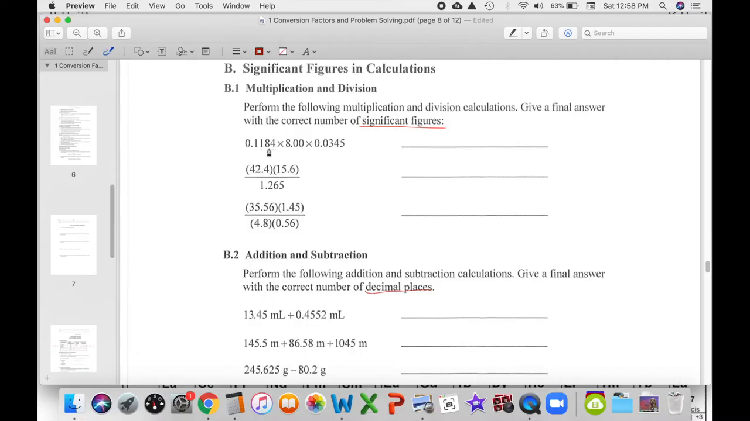So going back to the problem, we have 0.1184, okay? So we have a leading zero over here, and we have a 1, a 1, an 8, and a 4. Those are four non-zero digits. So we know that these four digits are significant. They're going to count towards the significant figures of the number. Does this leading zero count? And the answer is no. Remember, leading zeros are never significant. So this number over here has four significant figures.